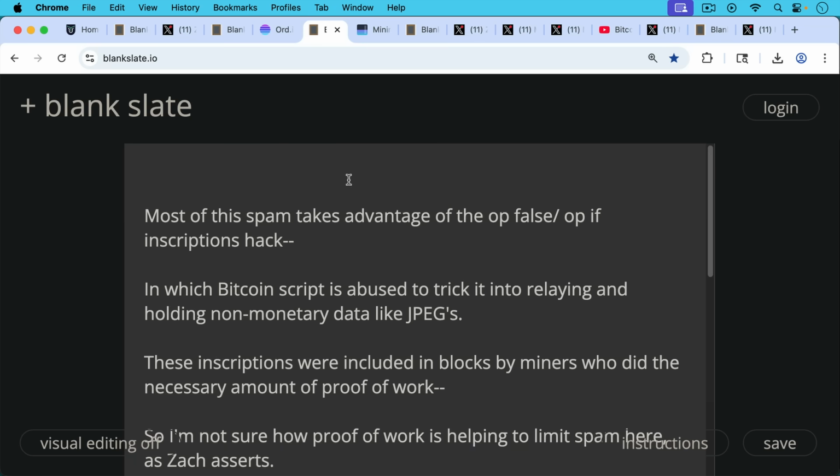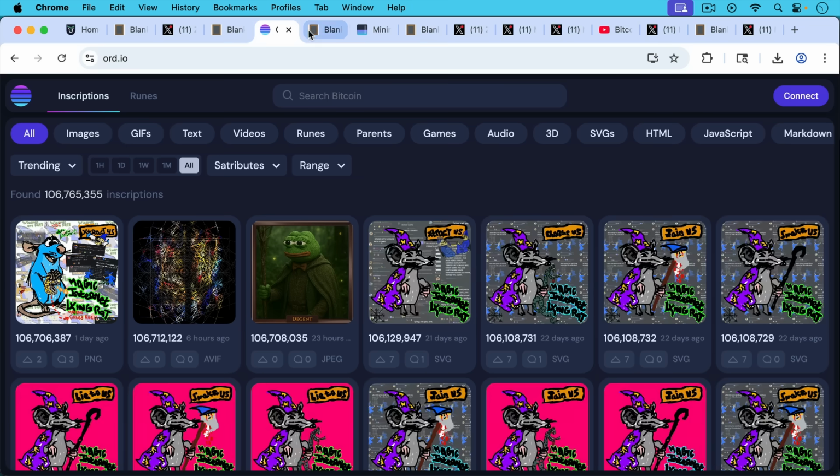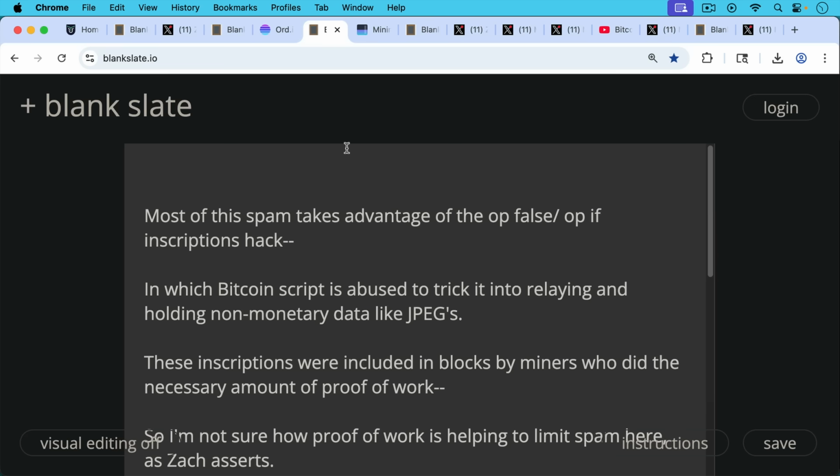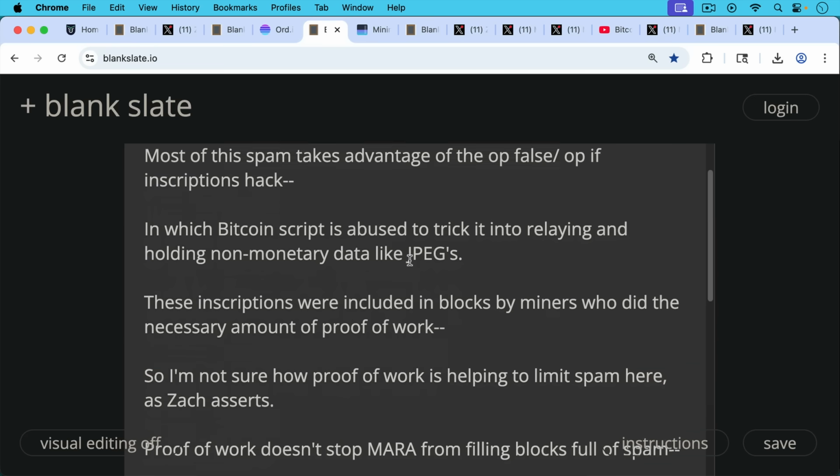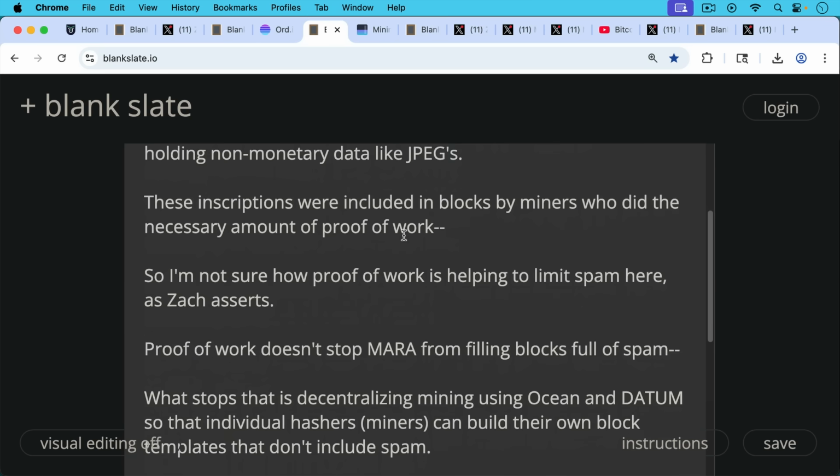These inscriptions were included in blocks by miners. These ones we see here, these have all been mined. They've all been included in blocks by miners who did the necessary amount of proof of work. So I'm not sure how proof of work is helping to limit spam here, as Zach asserts. Proof of work also doesn't stop Mara from filling blocks full of spam.